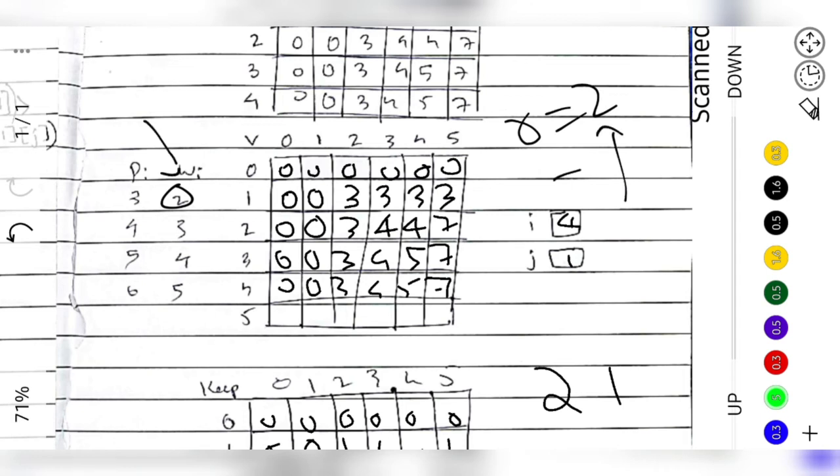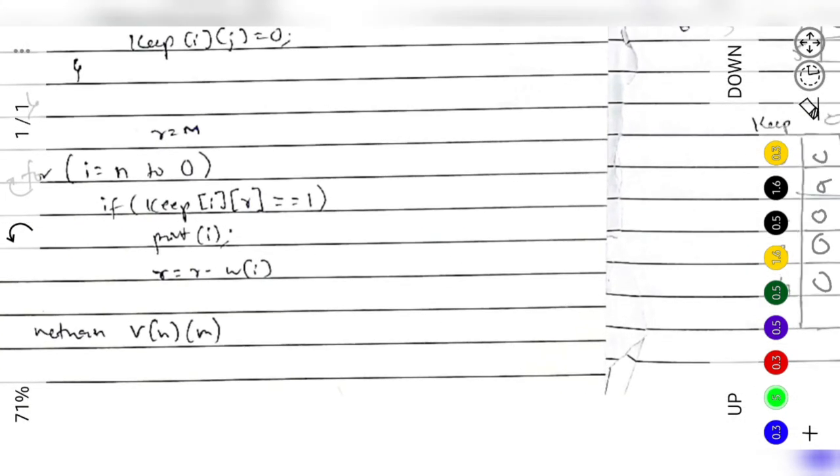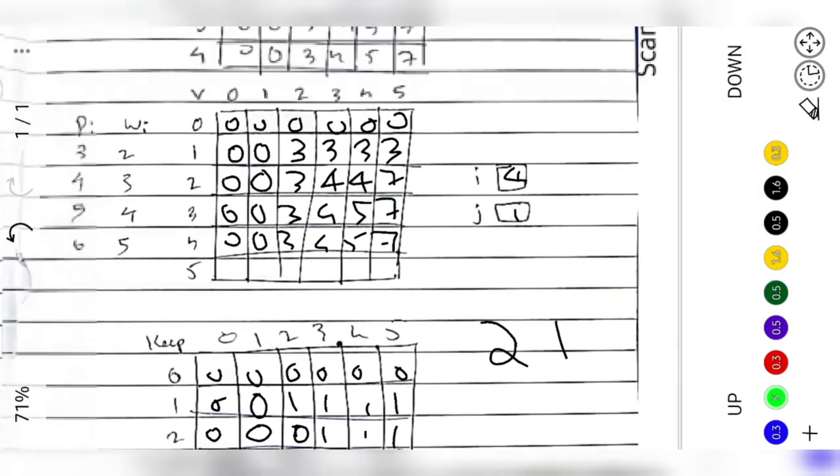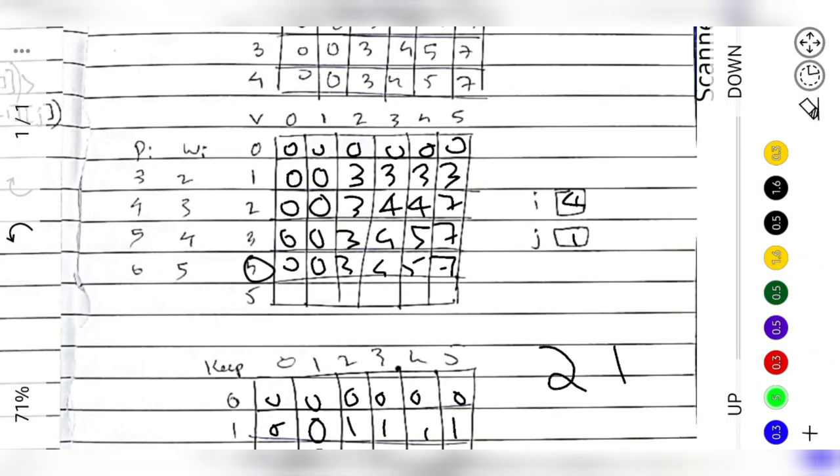So here r will become 0. When r becomes 0, then we'll decrement I. I will also become 0 now, because I was 1, and now it will become 0. Then when I becomes 0, we have to exit the loop. When we exit the loop, at that time what we have to return is v of n and m. What is v of n and m? V of n and m means n is 4, m is 5.